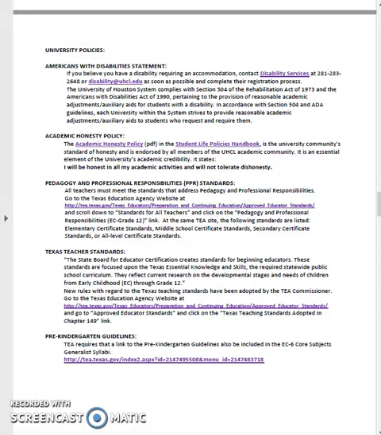As well, pre-kindergarten guidelines, TEA requires a link to the pre-kindergarten guidelines also be included. So if you are interested in early childhood, pre-kindergarten, as well as EC through 6, early childhood through 6 core subjects, generalist syllabi need to include this information, and you are strongly encouraged to review it.